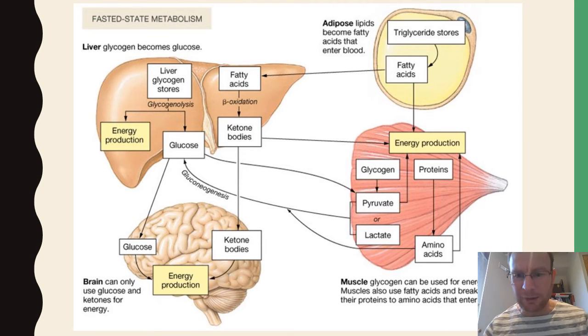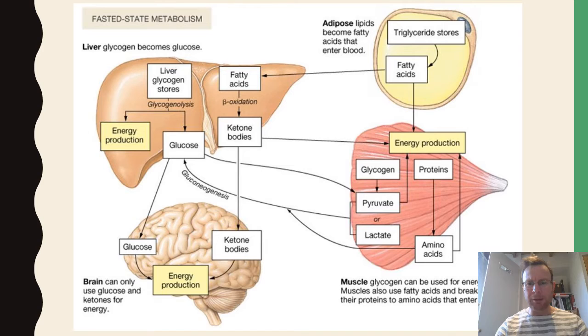This is a very complex picture. It might be useful to take time to just pause my presentation and see what's going on. I'll just draw your attention to a couple of bits, but I've put some notes alongside this lecture. This is a fasted state metabolism. So this is someone who hasn't eaten for a long period of time.